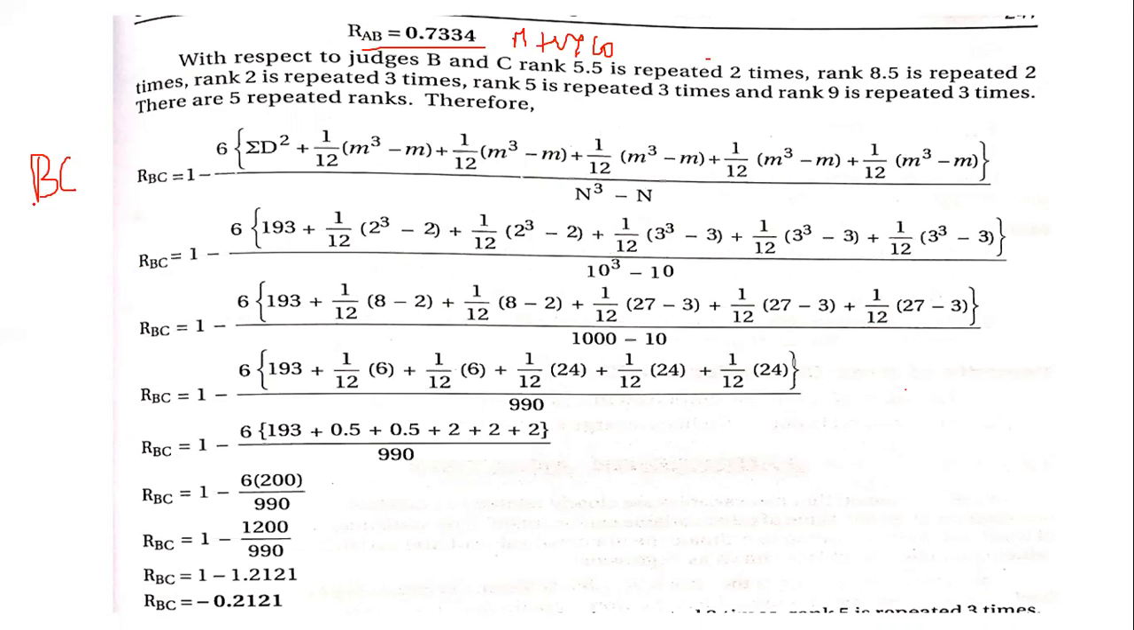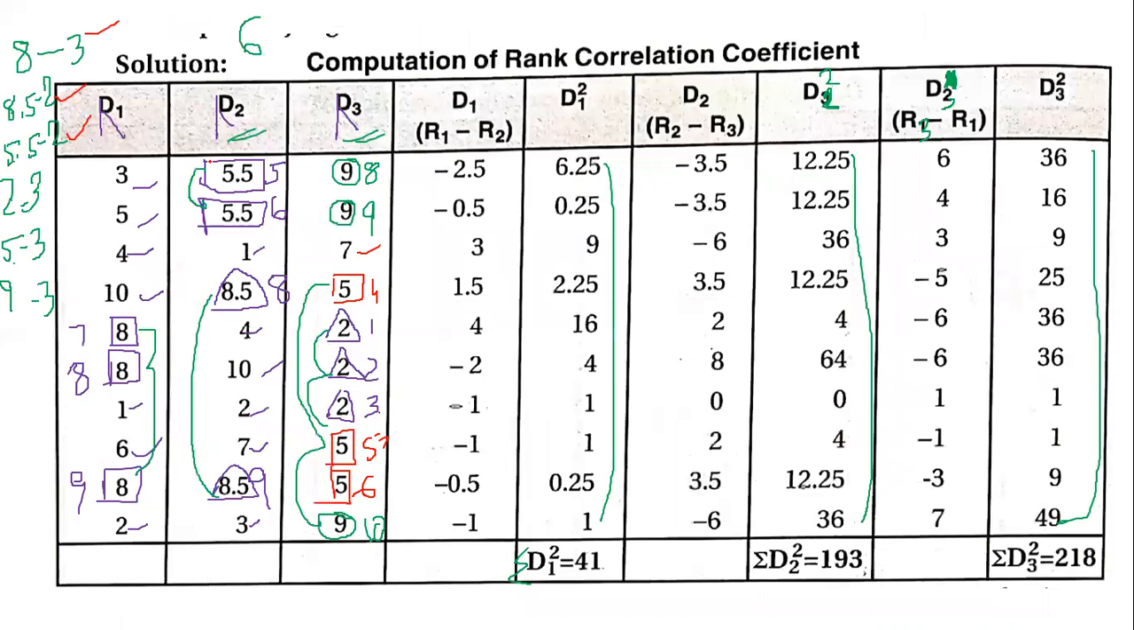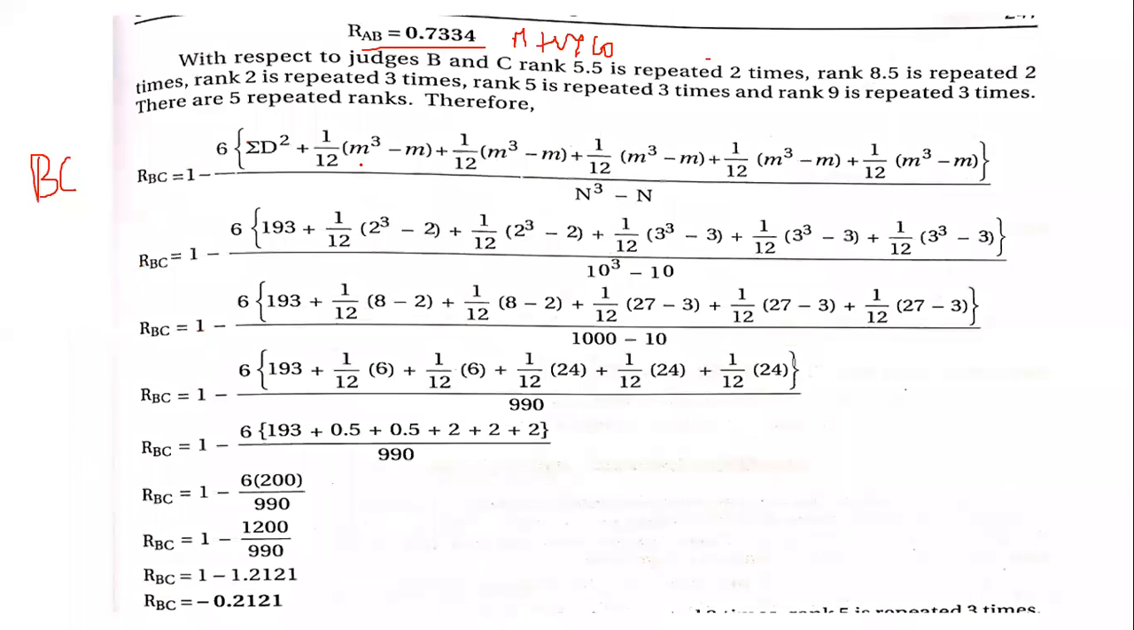Now taking up B and C, check how many repetitions are there for B and C. For judge B, you have 1 repetition and 2 repetitions. And for C, it is 3 times 3, then 4, 5. You have 5 repetitions totally. So 5 repetitions totally means m cube minus m being applied 5 times. Carefully you have to see how many times it is repeated, and you have to add that and simplify.